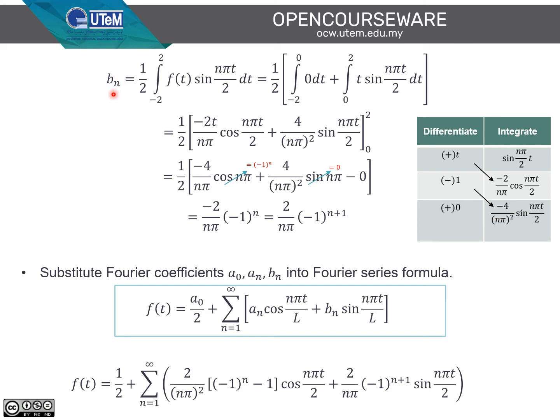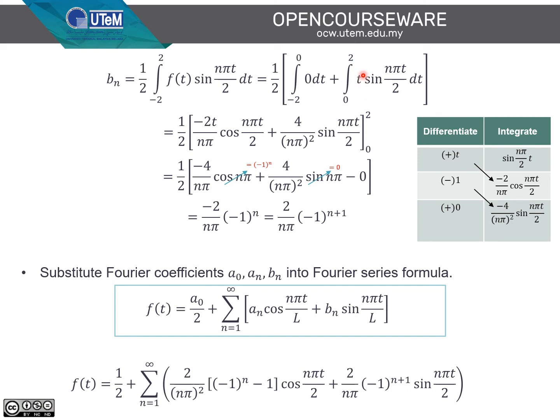The formula of Bn is 1 over L, the integration of f(t) sine n pi t over L with respect to t from minus L to L. Here, we can see that I already put in the value of L into the formula. So again, we have to separate the integration into two integrations. Between negative 2 to 0, the function is 0. And between the interval t equals 0 to t equals 2, the function is t.